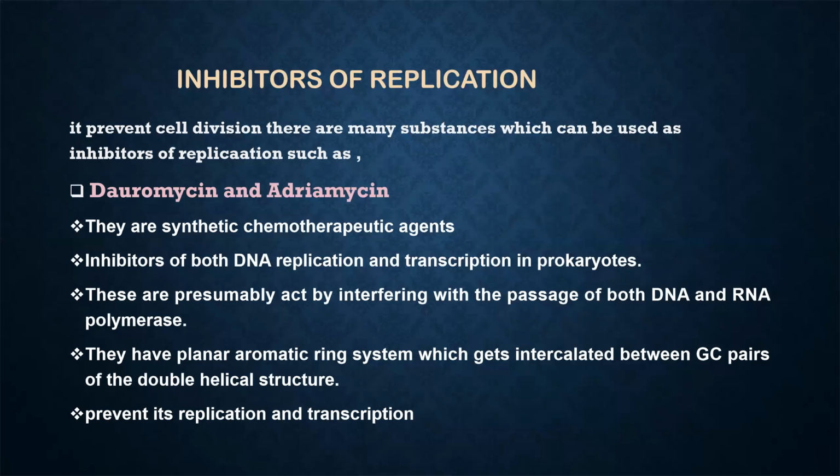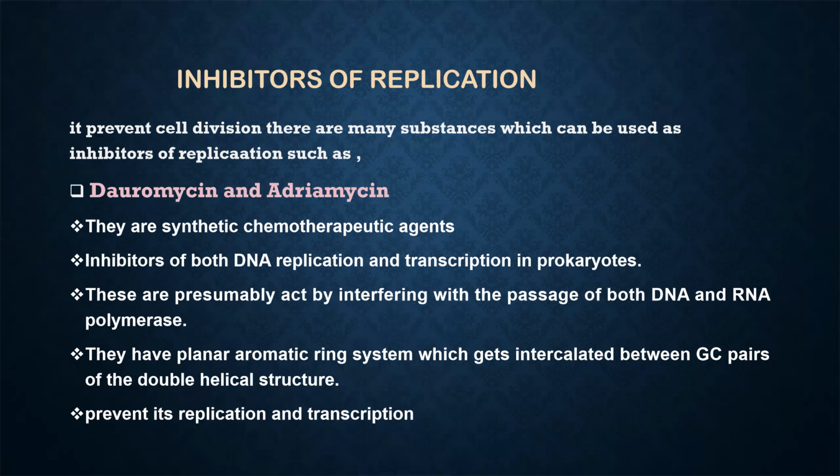The next is inhibitors of replication. Inhibitors of replication prevent cell division. There are many substances which can be used as inhibitors of replication, such as daunomycin and adriamycin. Both are synthetic chemotherapeutic agents, that is, they are inhibitors of both DNA replication and transcription in prokaryotes. They presumably act by interfering with the passage of both DNA and RNA polymerase enzymes.